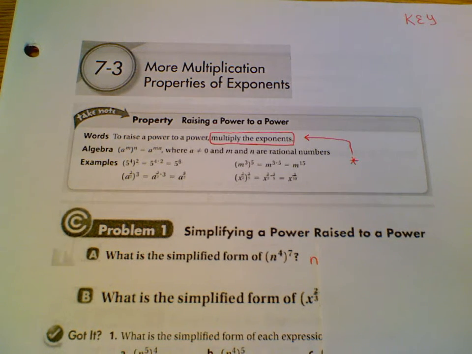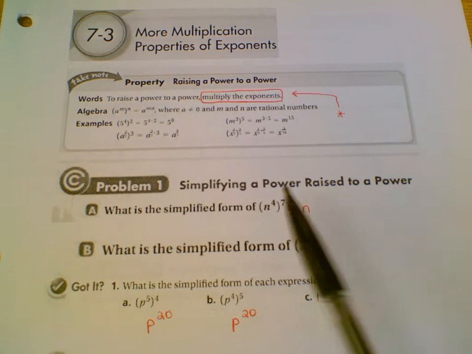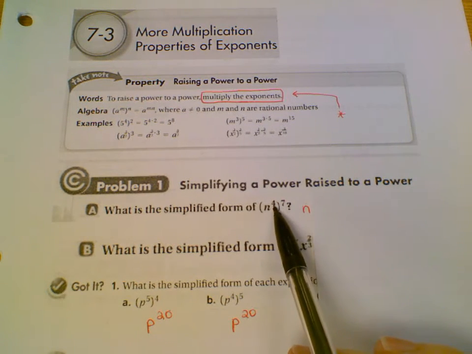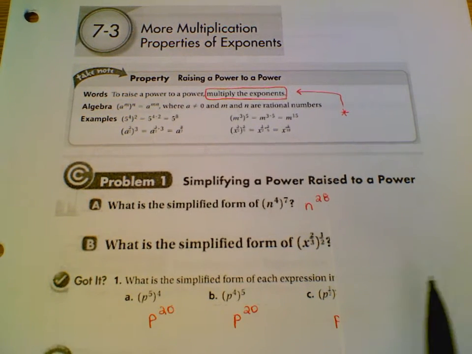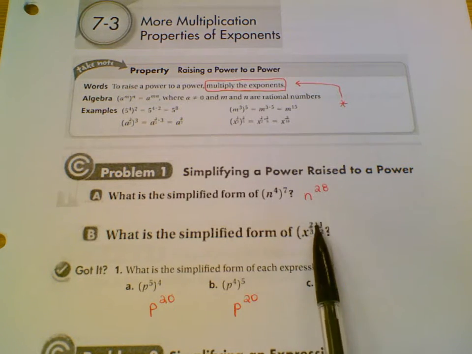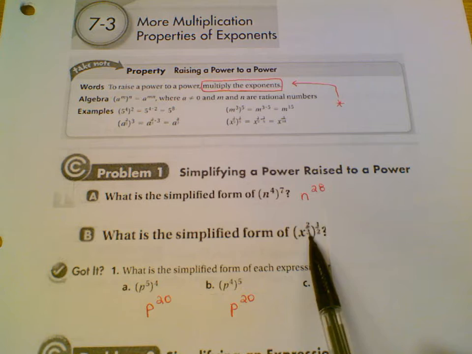So let's take a look at an example. Here I have n to the 4th raised to the 7th. That rule just said that you need to multiply 4 and 7, so my answer would be n to the 28th. Same thing here. I have x to the 2/3 raised to the 1/2. I need to multiply 2/3 and 1/2.